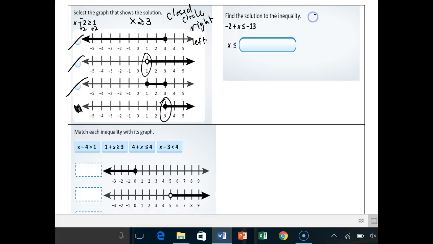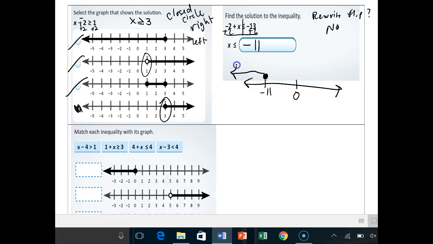Here, do we need to rewrite, flip, would be a question you'll see a lot on your homework with the question mark, and the answer is no, because the variable is on the left-hand side again. So you just add 2 to both sides. And I get x is less than or equal to negative 11. So if I wanted to graph this, it's a rough graph, sorry. So there's 0. I go to negative 11. We'll just say it's about right there. I have a closed circle. Which way would I point? Point to the left. Every number that is less than or equal to negative 11 is part of the solution.